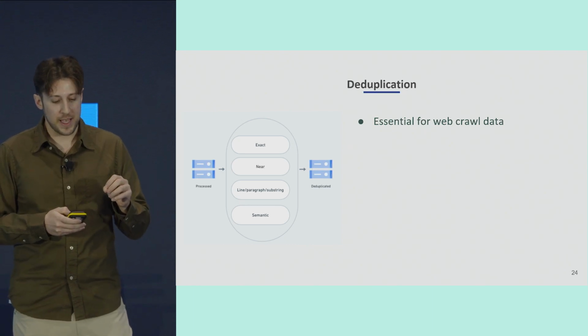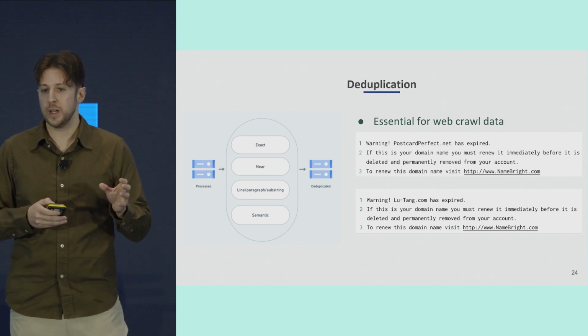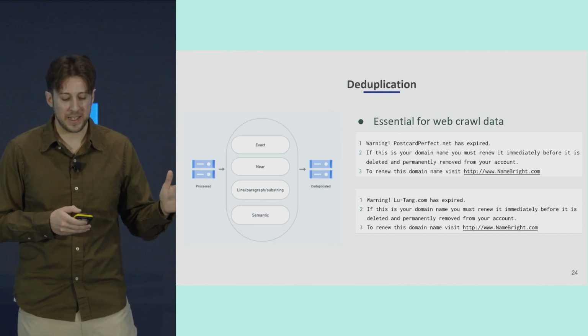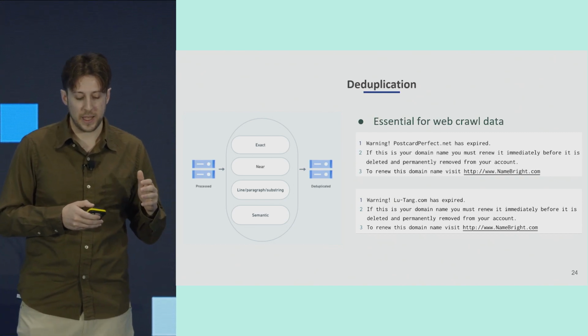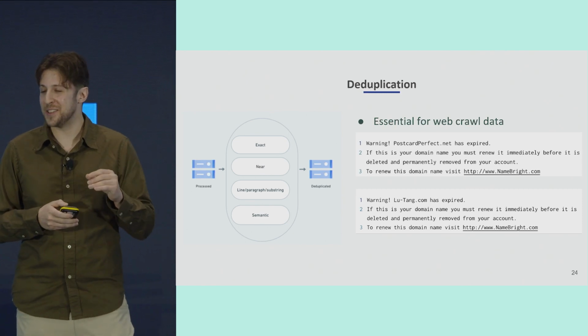Just to give you an example here, here are two documents that we found in one of our MinHash clusters, and it's basically just some domain expiry page. Does anyone want to guess how many times we saw this in the training data?